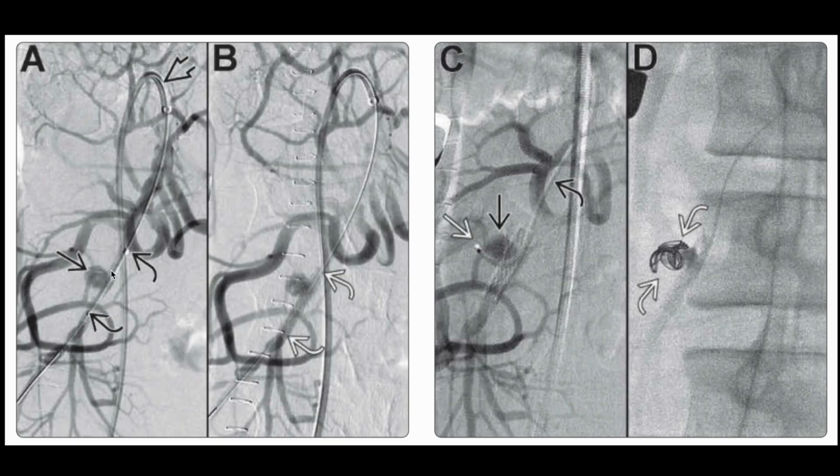This is a case of post-traumatic pseudoaneurysm of the SMA, following which a non-covered stent was put and again microcoils were deployed. So this also was a case of stent assisted coiling.